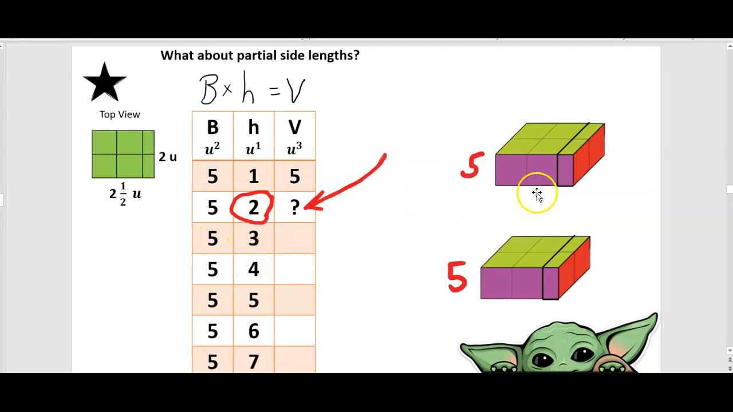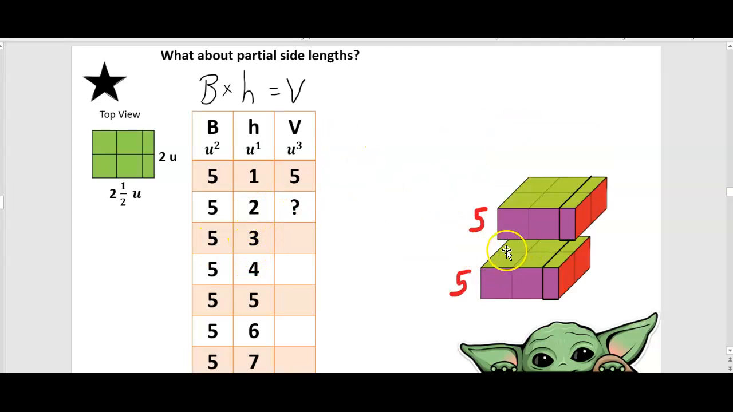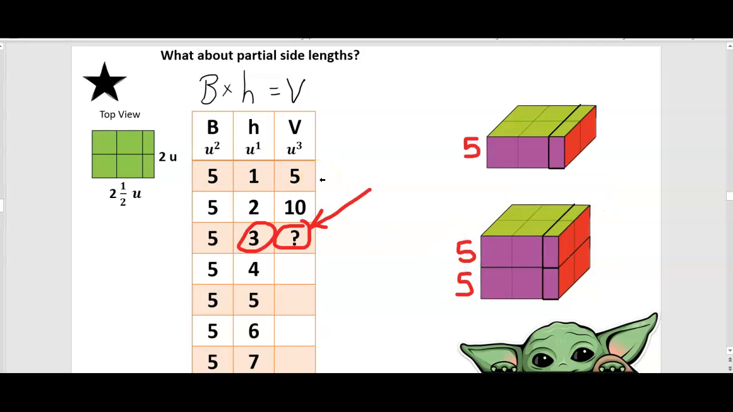So what we're doing here is we're taking that base. What if we have a height of 2? That's a height of 1. Height of 2? 10.